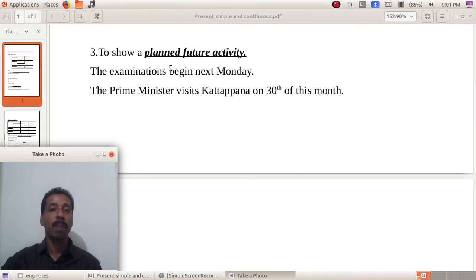It is already planned. The Prime Minister visits Kattappana on 30th of this month. If I tell such a sentence, that shows that such a thing has been planned. Okay, so these are the three main uses of simple present tense. And for us, the most important thing is the second one, that is to show habitual action.